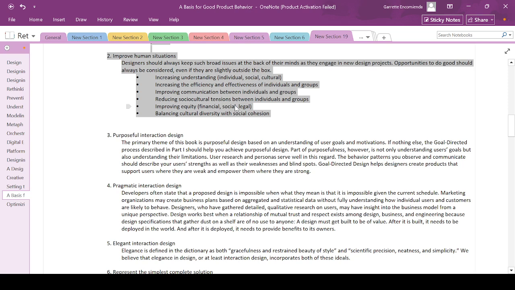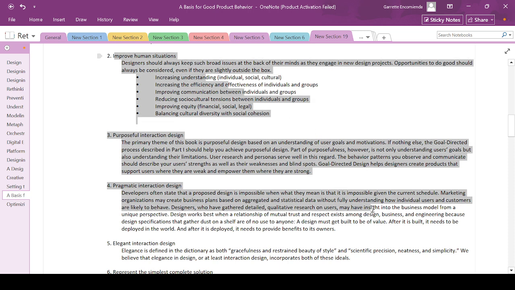Improve human situations. Designers should always keep such broad issues at the back of their minds as they engage in new design projects. Opportunities to do good should always be considered, even if they are slightly outside the box. Increasing understanding, individual, societal, and cultural. Increasing understanding is always a good that will improve the human situation, including the society, the culture, and the individual.